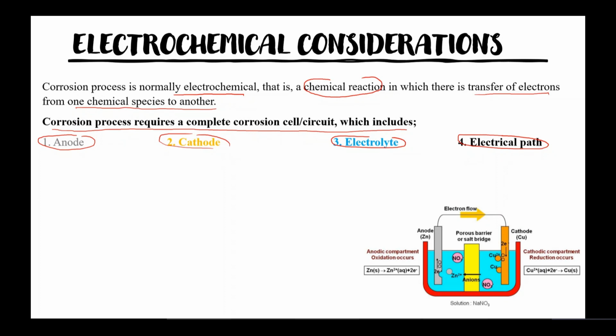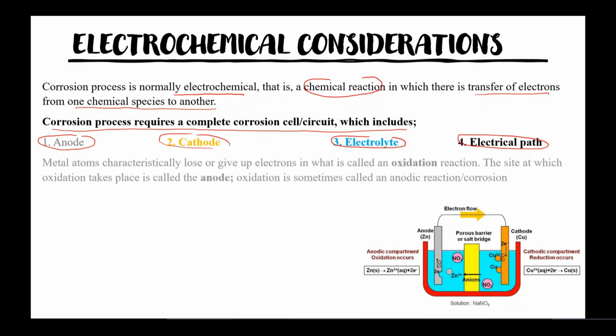Here, at the bottom right corner of the screen, you have the electrochemical cell. We'll first look into what the anode is. Anode is the part of the corrosion cell where metal atoms characteristically lose or give up electrons in what is called an oxidation reaction. The site at which oxidation takes place is called the anode, and the oxidation reaction is also known as the anodic reaction or the corrosion process.